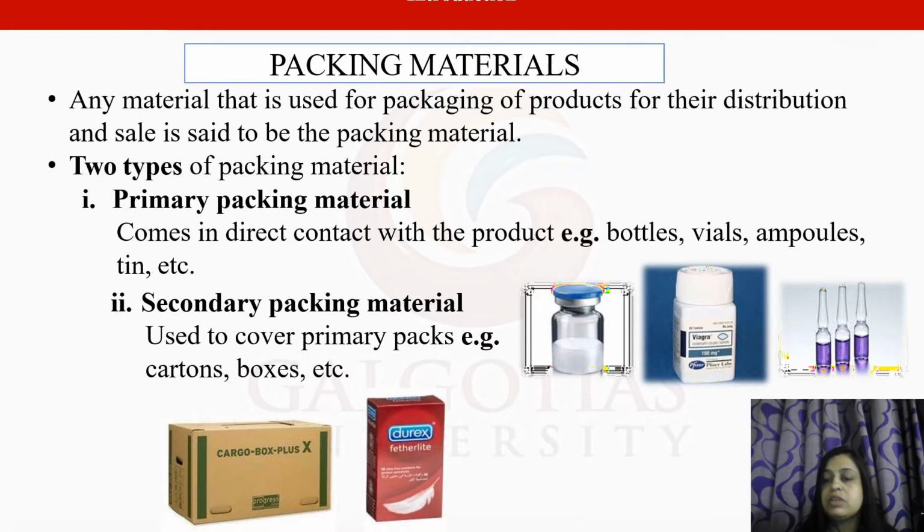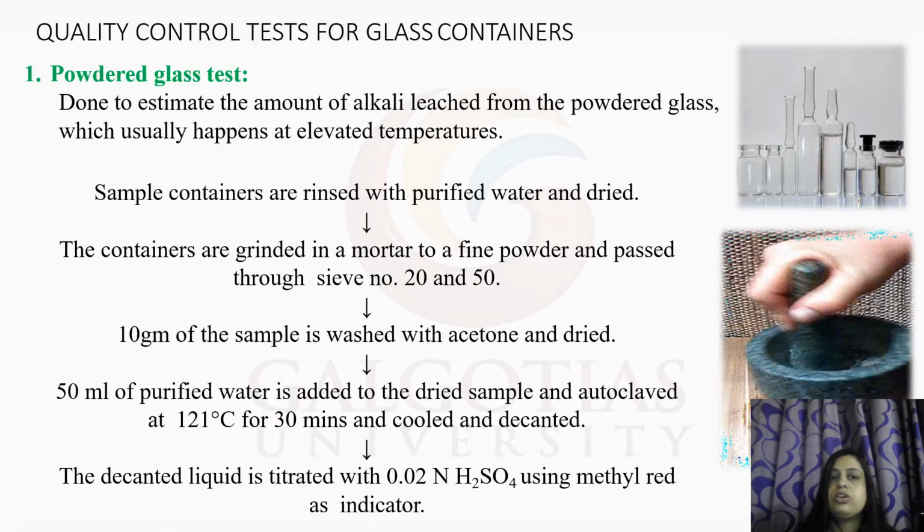Primary packing material is the material which is in direct contact with the dosage form, for example bottles, vials, ampoules, tin, etc. Secondary packing material is used to cover primary packs, for example cartons, boxes, etc. Now, quality control tests for glass containers. There are three types of packing materials: first is glass, then plastic and metal.